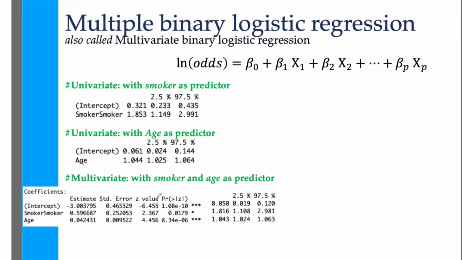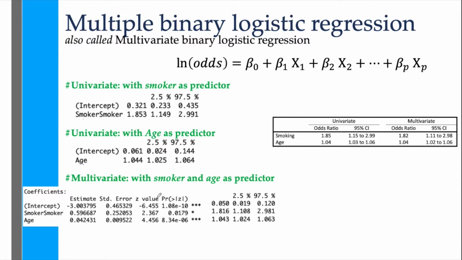So using this result, we may create a table. So this one using the univariate has an odds ratio of 1.85 for smoker and 1.04 for age. And then these are the confidence intervals for smoker and this one for age. Now this one is the multivariate results, meaning 1.816 or 1.82 and 1.043 for this one. And these are the confidence intervals displayed here.